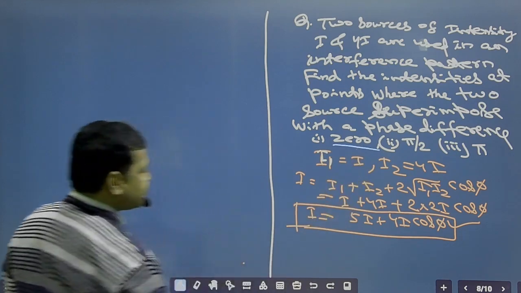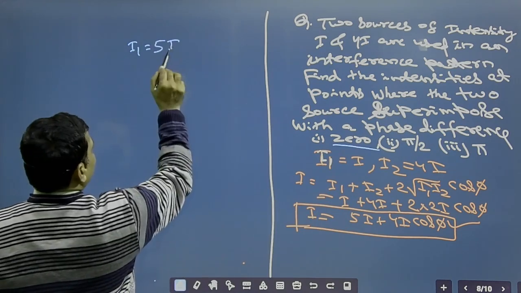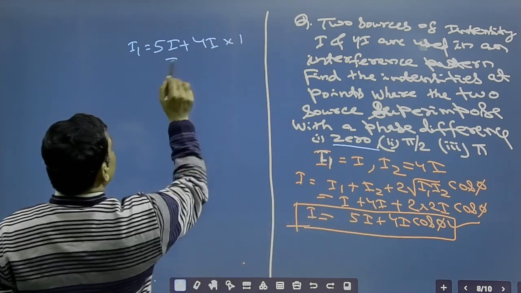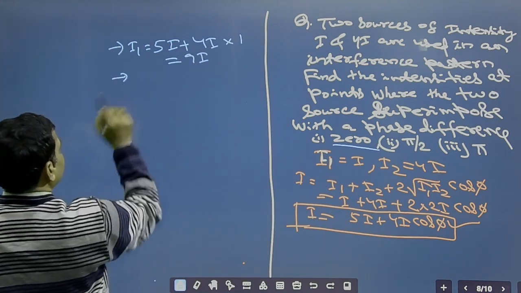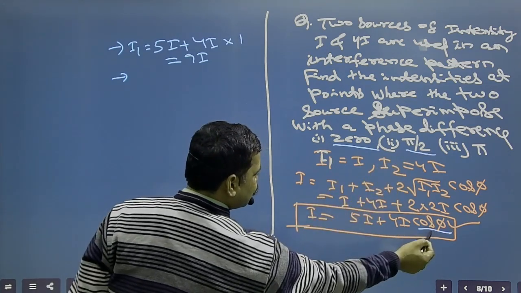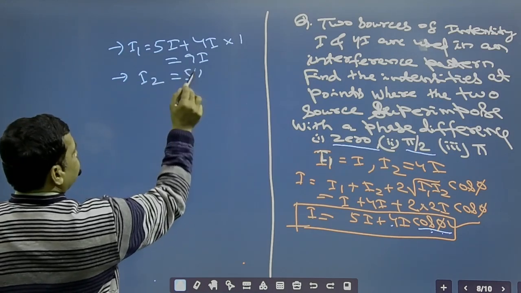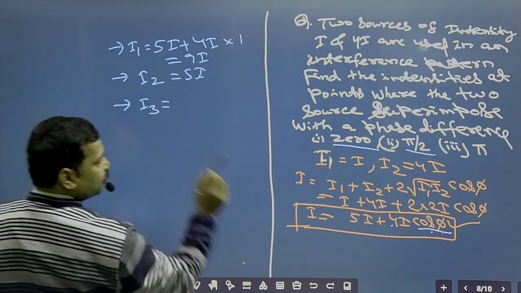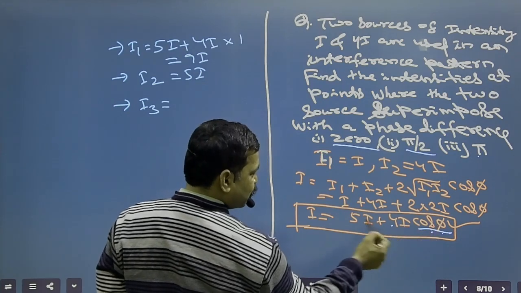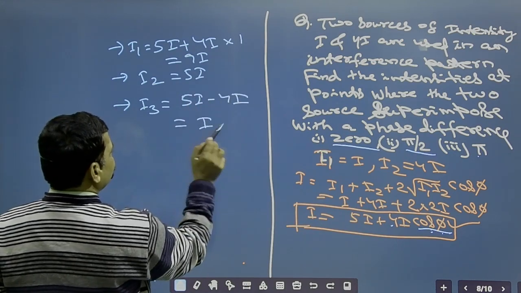First one is phase difference is 0. So for the first condition, I1 will be equal to 5I plus 4I cos 0 degree. Cos 0 degree is 1, so this will be 9I. So the first part is clear. Now the second part, the phase difference is pi by 2. You know cos pi by 2 is cos 90, that is 0. So this term will be 0, and I2 will come as 5I. Similarly for the third condition, if we put the value of pi, cos pi is equal to -1. So -4I, and I3 will be equal to 5I minus 4I. So this will be equal to I.